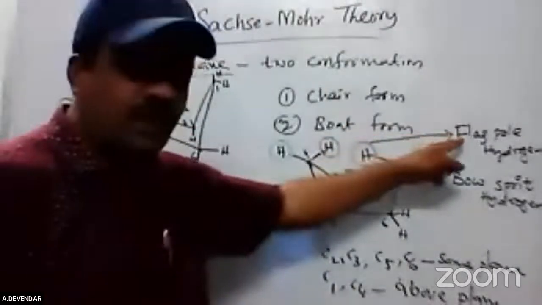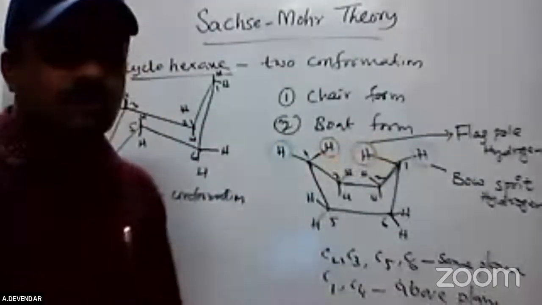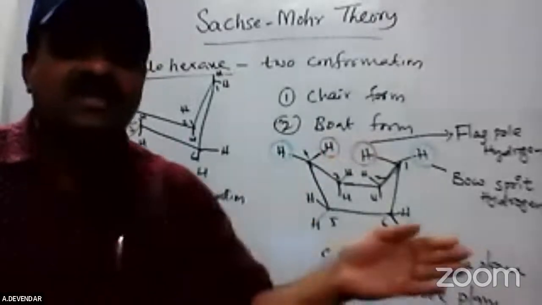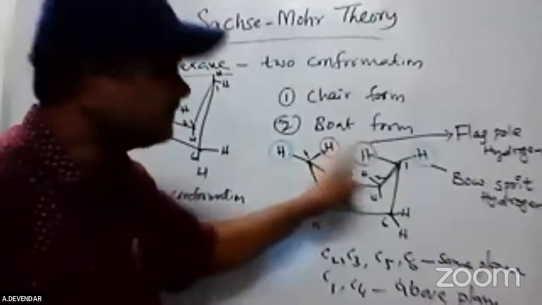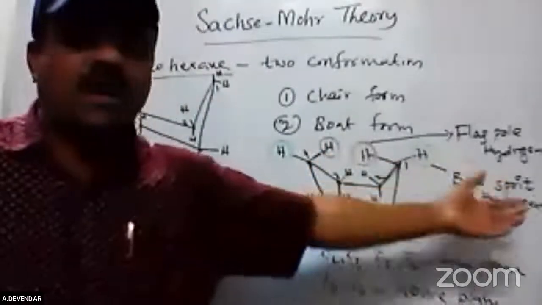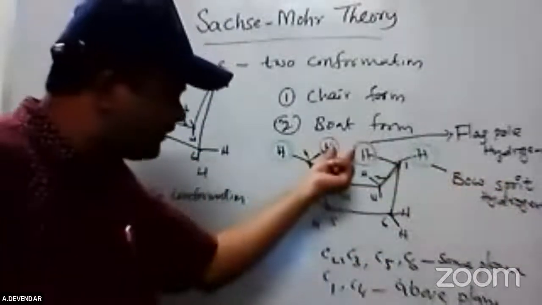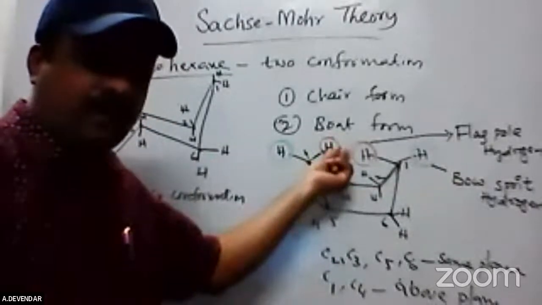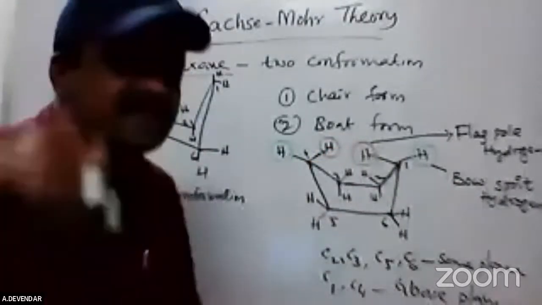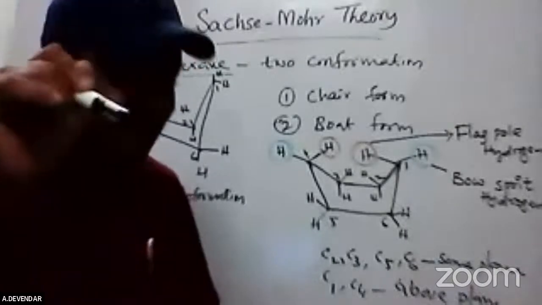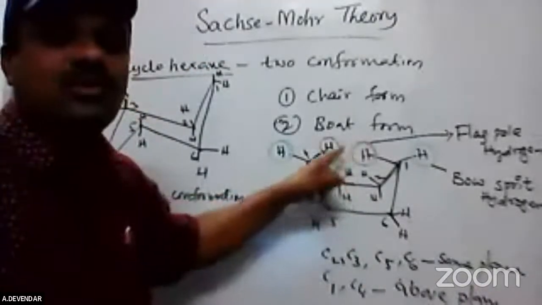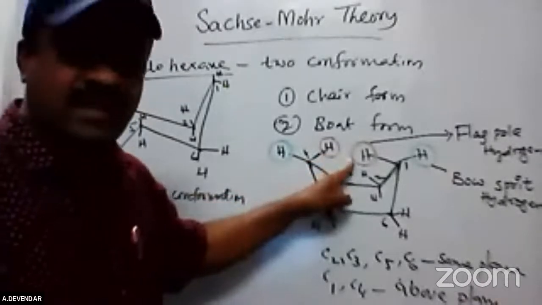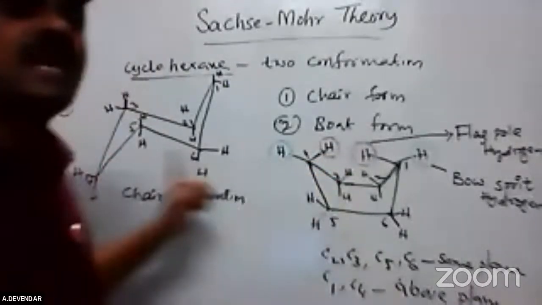Here the flagpole hydrogens are very close to each other, so there is repulsion because they are very near. But the bowsprit hydrogens are very far, so there is no repulsion. Due to this repulsion of the flagpole hydrogens, the boat form is unstable. The strain calculated by Baeyer is due to these hydrogens. That's why the boat form is not as stable as the chair form.